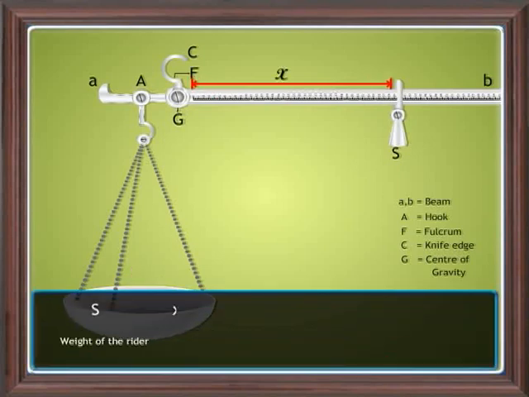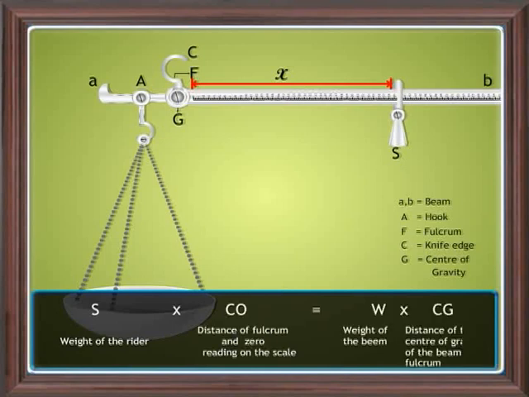S multiplied by CO is equal to W multiplied by CG, where S is the weight of the rider, CO is the distance of the fulcrum from the rider, and O is the zero reading on the scale. W is the weight of the beam and CG is the distance of the center of gravity of the beam to the fulcrum.